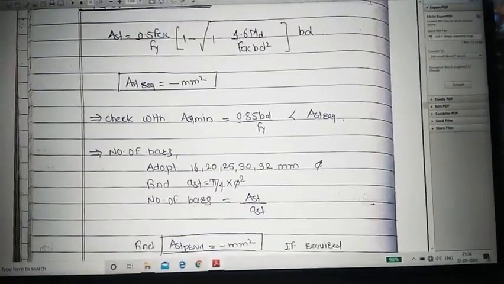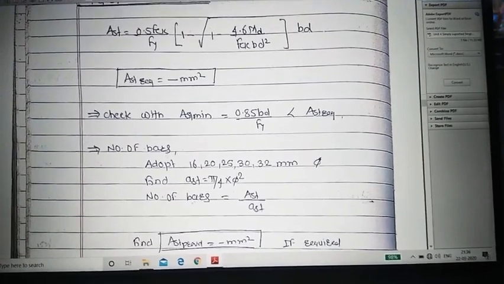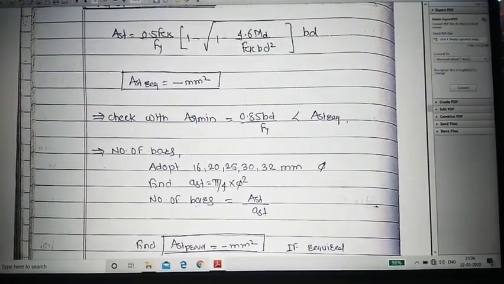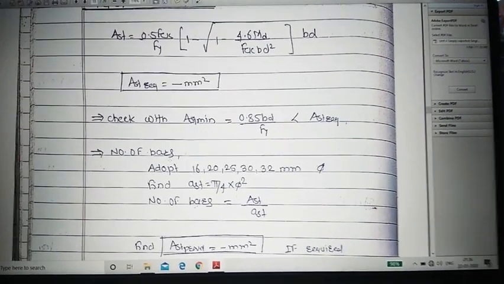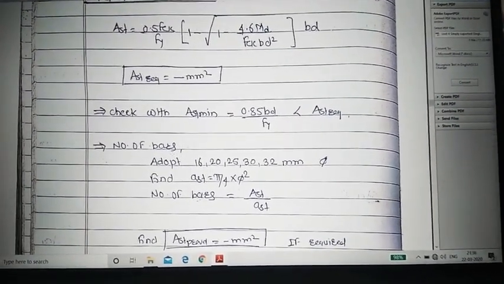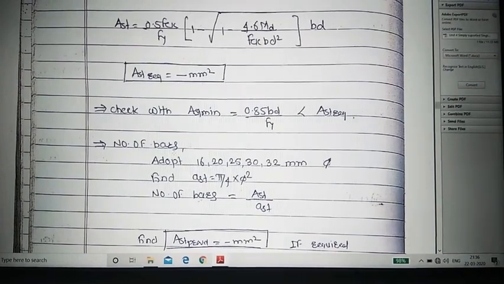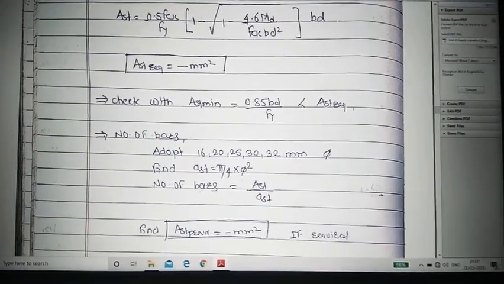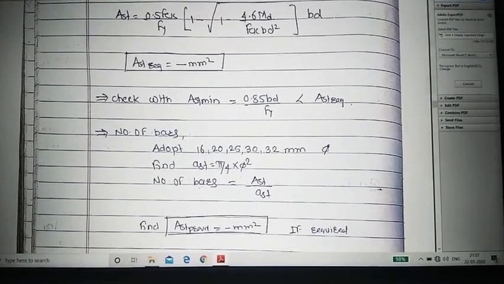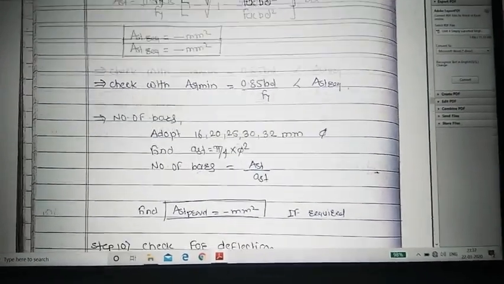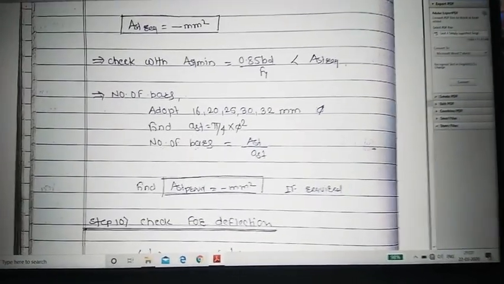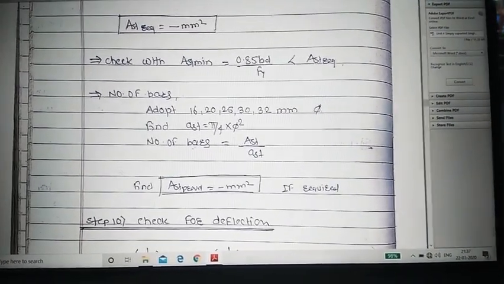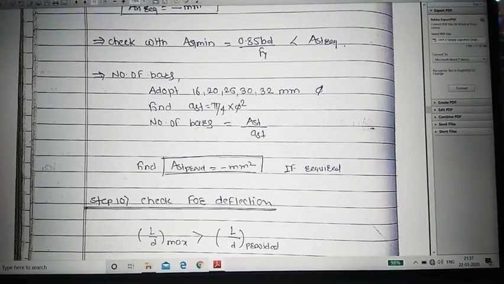Now once you calculate the AST, then go on to calculate the number of bars, and for calculating the number of bars, first assume the diameter of bar, and the diameter of bar should be from 16 to 32 mm as per your AST required. Then calculate small ast, where small ast is the area of one bar, and then calculate the number of bars. So the number of bars formula is AST provided divided by small ast, meaning the area of one bar.